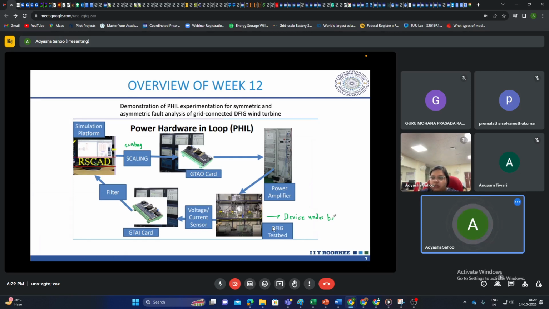Then, I think again the screen is stuck. Just give me a second, I'll reshare the screen.